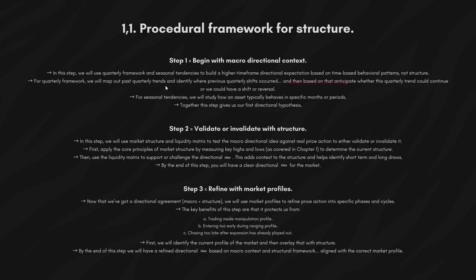Okay, and once we've done that, then we move on to the second concept within this step, which is the seasonal tendencies. And this basically just means looking at the seasonal charts and asking how does this asset usually behave in this particular month or in this particular time period. And then through these two elements together, you could build a macro directional context or your first directional hypothesis. But it's just a hypothesis for now. It's not an idea, it's not a bias, it's just a hypothesis. And then after that, we will move on to step 2.